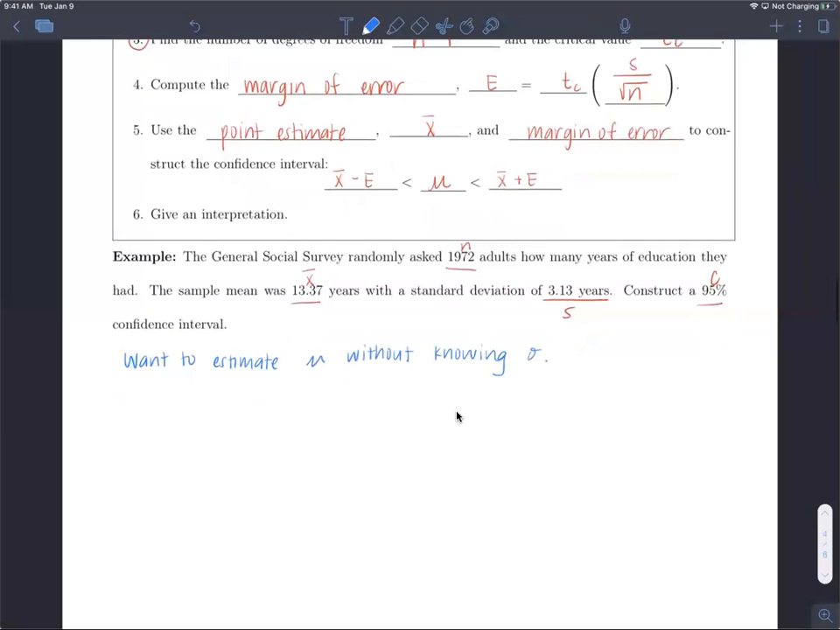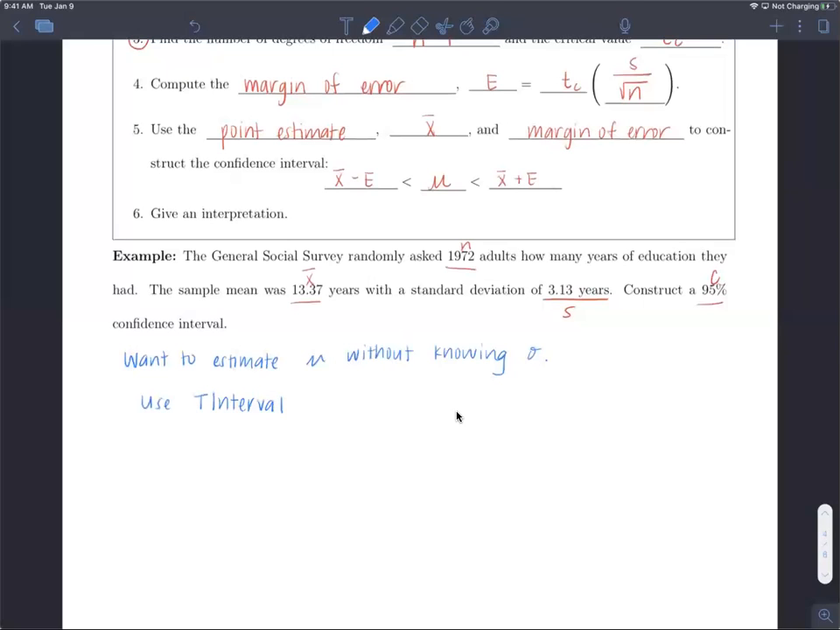And so what calculator function are you going to use here? First try and figure out, is it going to start with a Z or is it going to start with a T? Or is it going to start with a prop? T. Yeah, it's going to start with T because you don't know sigma. So whenever you don't know sigma, that's when you use T. And then because you're looking for an interval, you're going to use T interval.